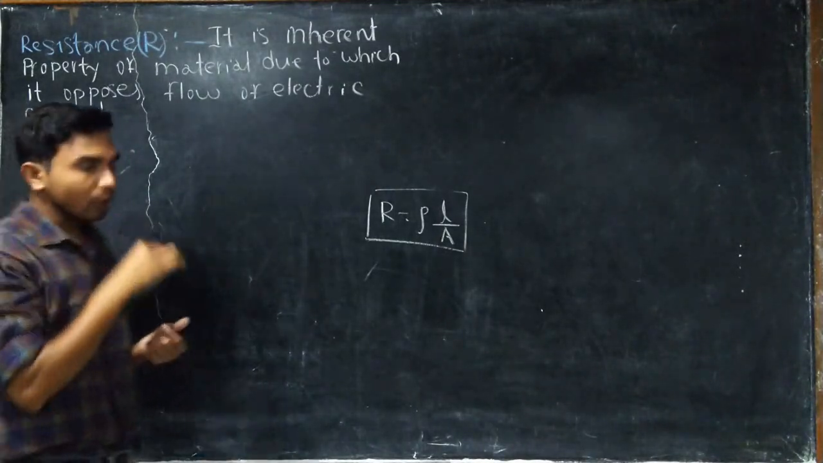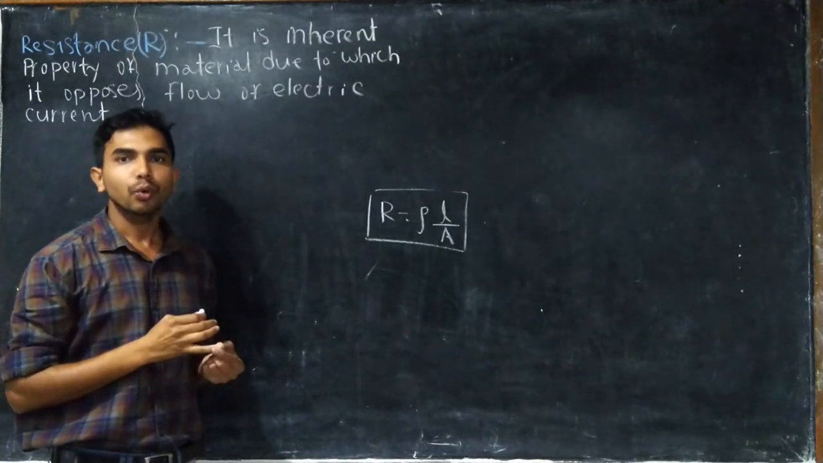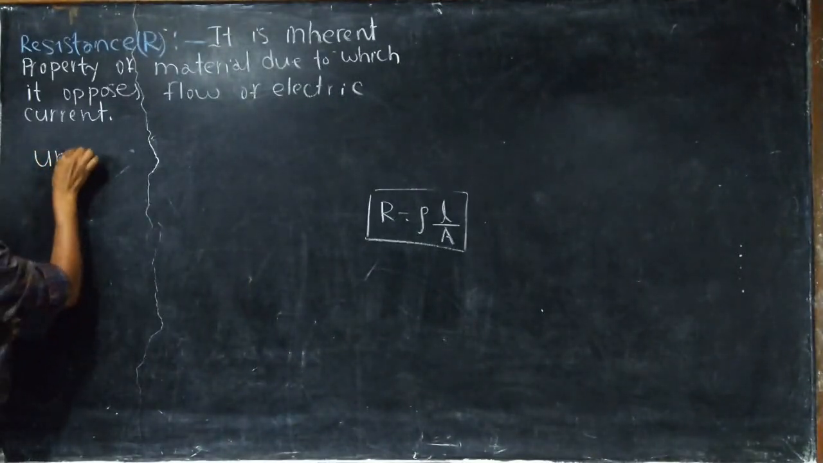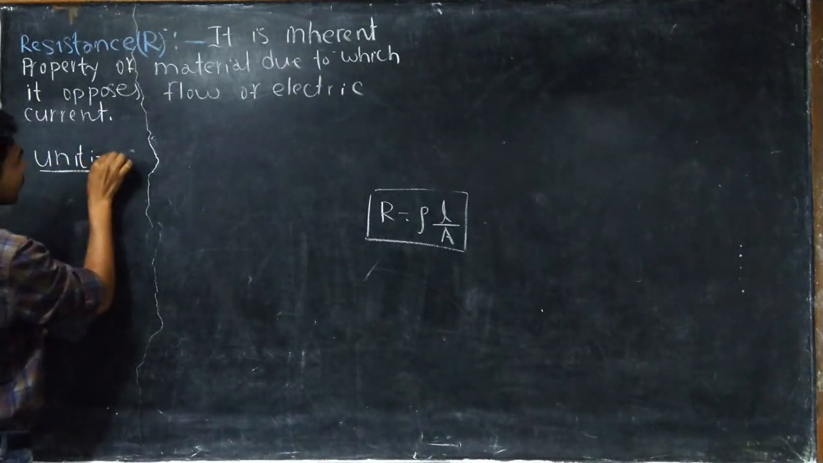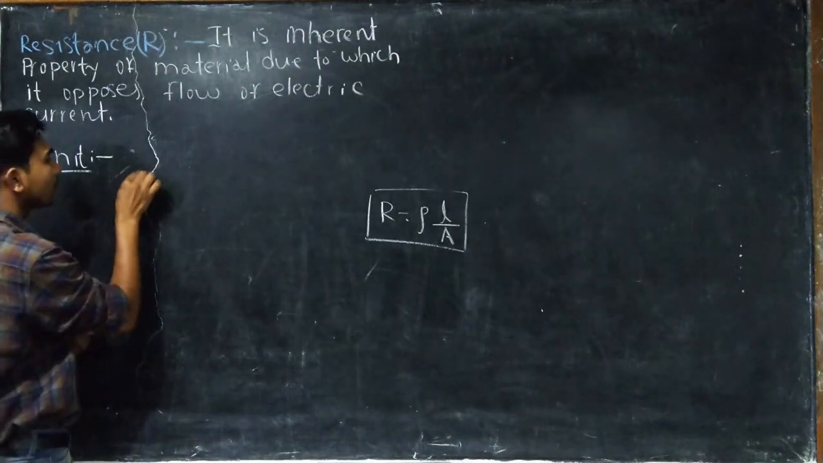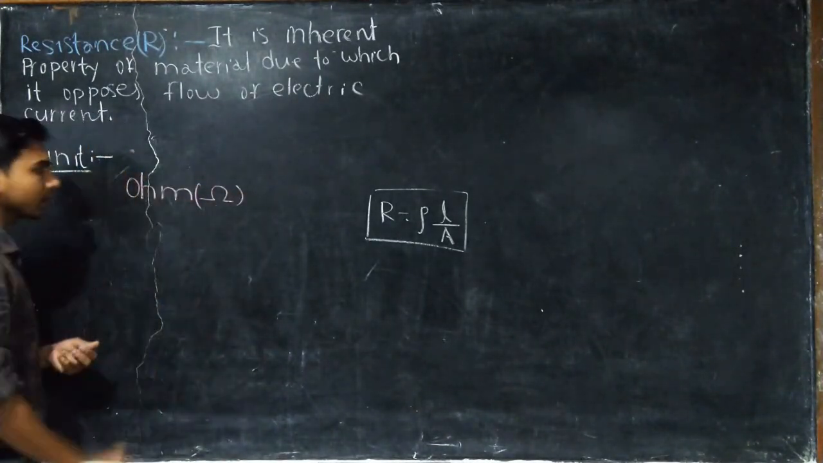Now, what is the unit of resistance? The unit of resistance is ohm, and the symbol of ohm is this one.